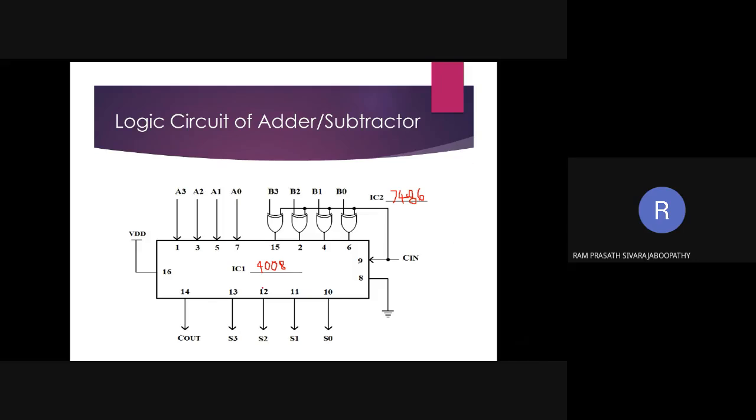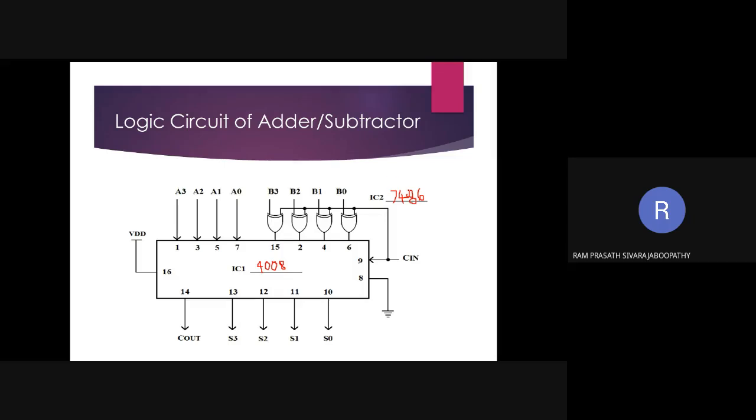So we need 4008 IC and 7486 IC. 7486 is XOR gate IC. 4008 is 4-bit binary adder circuit. Fine. Yes, it is CMOS IC. This one is CMOS IC. Okay, this one is TTL logic kind.